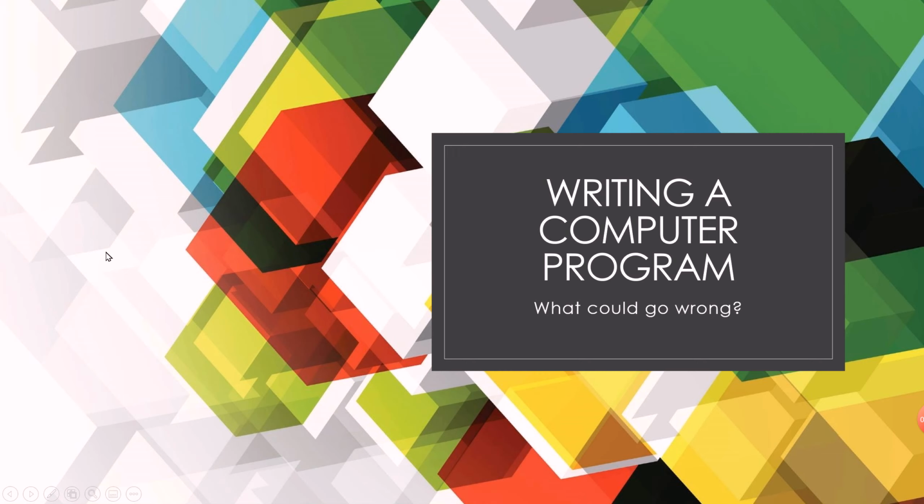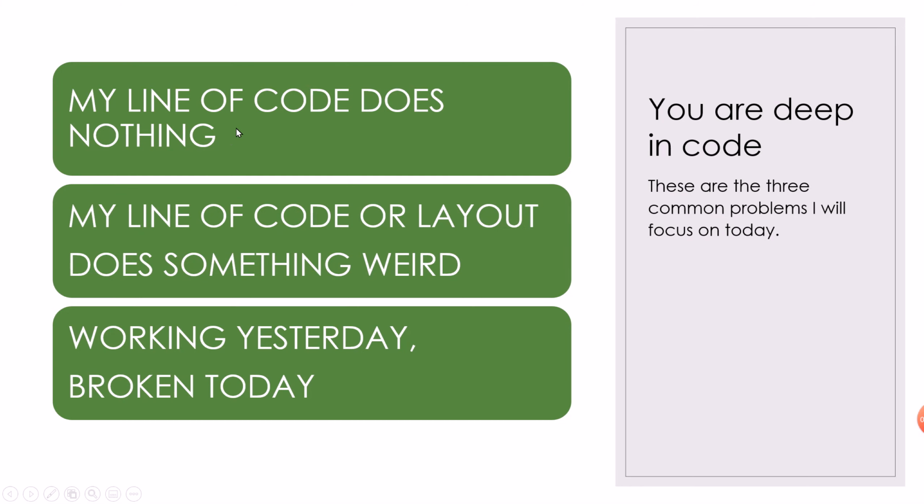My line of code does nothing. Very common problem. My line of code or my layout does something weird, like it doesn't look like I want it to look like, or it goes to the left instead of going to the right, or it doesn't detect a touch, or it doesn't blow up like it's supposed to in a game. Things of that nature. Third topic, it was working yesterday, it's broken today. What could go wrong? So let's talk about first things first. My line of code does nothing.